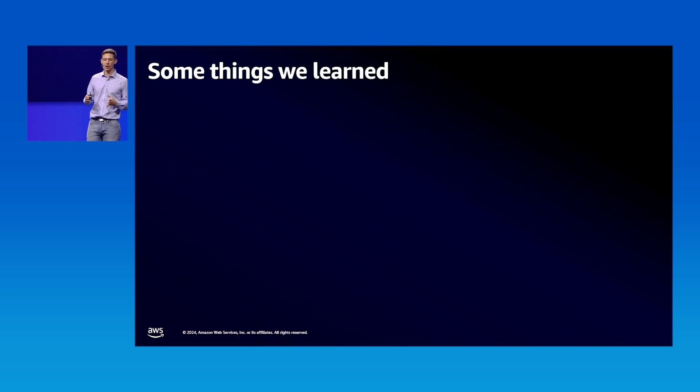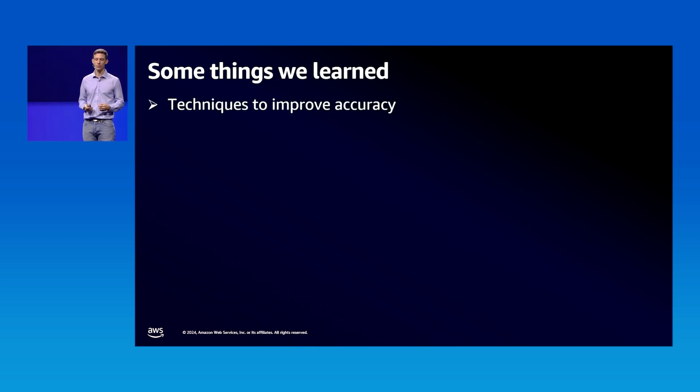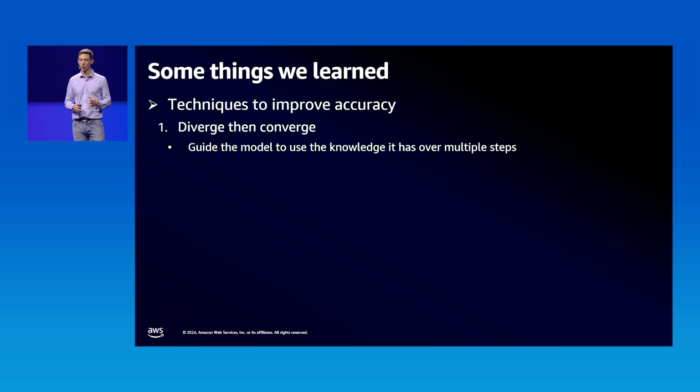So now you have an idea of how our solution works. Here are some things that we learned along the way. Now you might imagine that this process could be a little bit simpler. Maybe we could just ask the LLM to categorize an application in one go. It has all the knowledge, after all. And this actually sort of works.